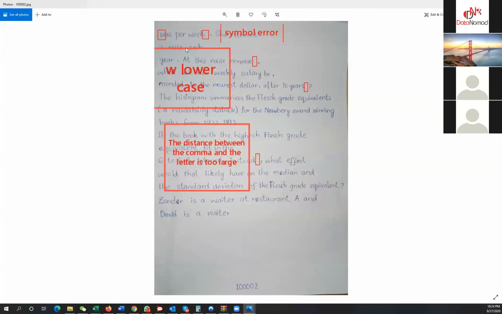Let's look over here as well. This W was supposed to be, I think it was supposed to be lowercase or uppercase, but I don't know. This one looks like both. It looks upper and lowercase. It looks somewhere in the middle. There's one symbol error over here.